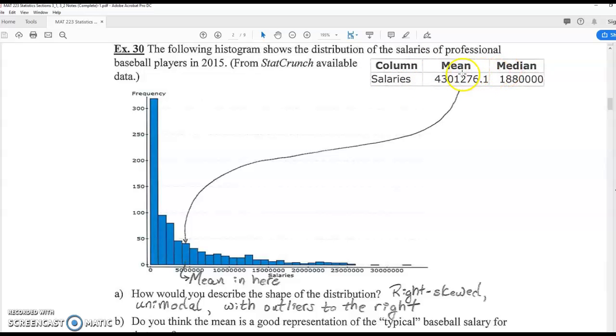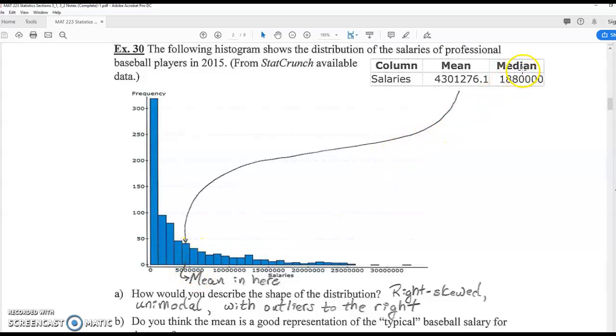the median. You can see the mean is $4,301,000 and the median is $1,888,000. So they're quite different, right? Which one represents a more typical value? Okay, now I haven't even talked about the median yet. We're going to talk about that in a bit.